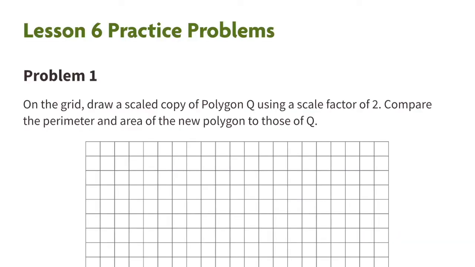Seventh grade, Unit 1, Lesson 6, Scaling and Area. Number 1. On the grid, draw a scaled copy of polygon Q using a scale factor of 2. Compare the perimeter and the area of the new polygon to those of Q.